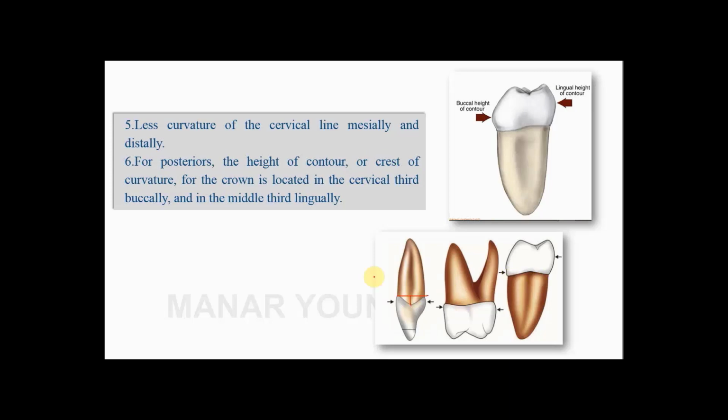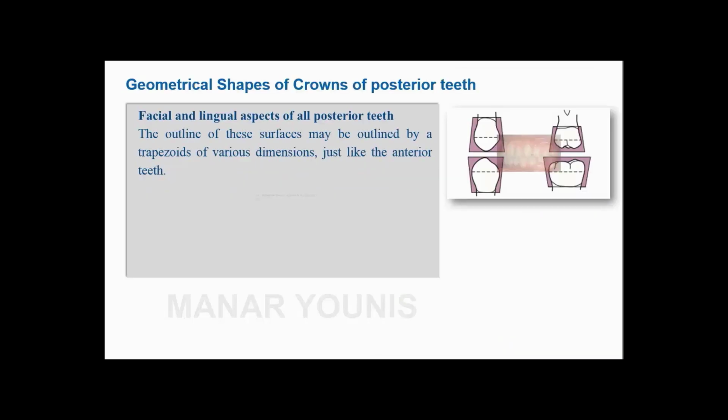Also, the location of the crest of curvature, or crest of contour, or height of contour, both buccally and lingually, is at different levels. For the anterior teeth, usually the labial and lingual height of contour is located in the cervical third. For the posterior teeth, the buccal height of contour is located in the cervical third, while the lingual height of contour is located in the middle third of the crown.